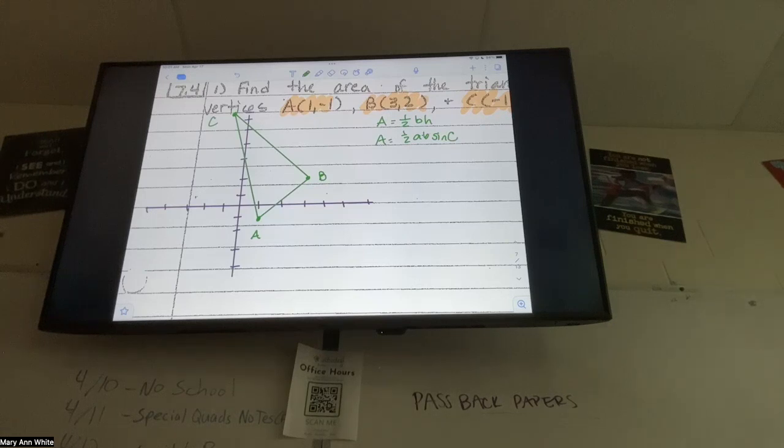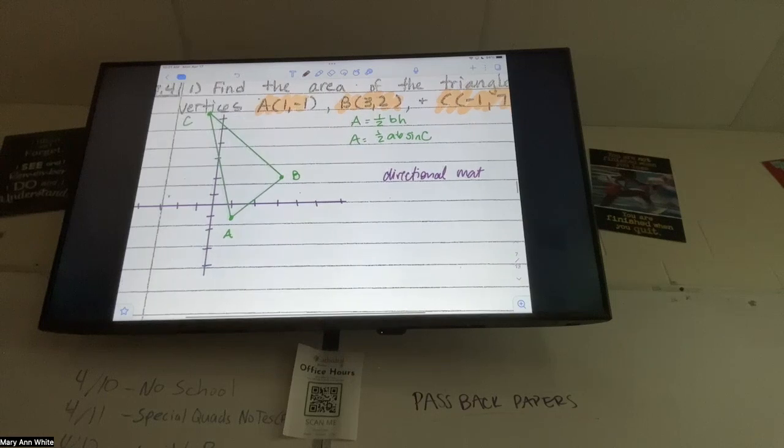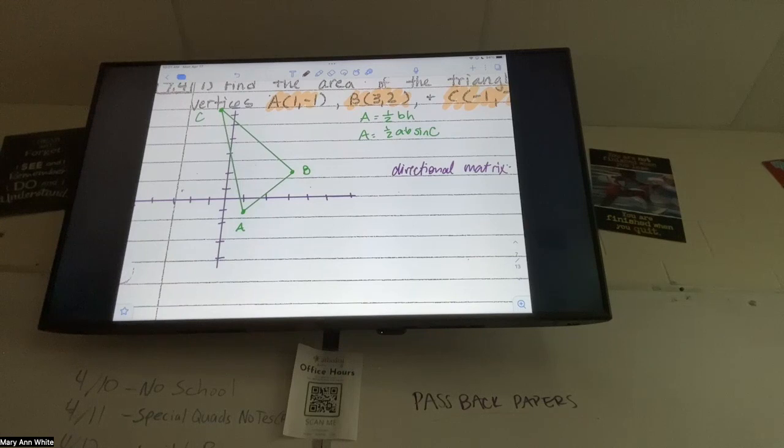So we are going to use something called directional matrices, which sounds more crazy and confusing than it actually is. We're going to start by picking one point, and I always like to pick the bottommost point, so I'm only going up from there. We're going to decide what the vector is from A to B, and then the vector is from A to C. So we're going to do AB and then AC.